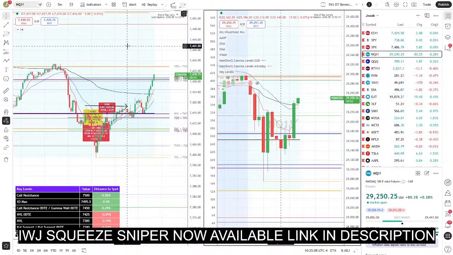Ooh, they're in full-on squeeze mode. No pullback off of VWAP. That tells you they're in strength. Well, here comes 35 then. There you go. Okay.